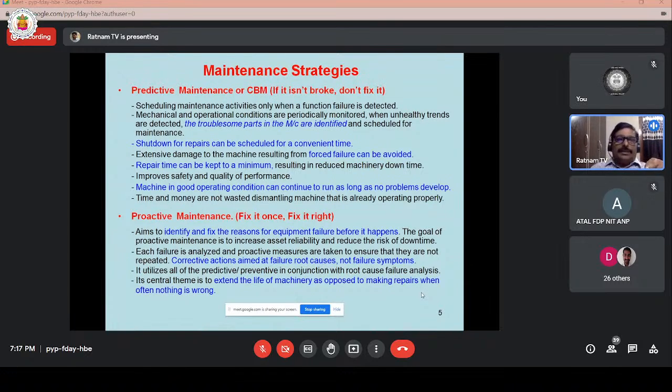This strategy utilizes predictive and preventive maintenance in conjunction with root cause failure analysis. So the central theme of proactive maintenance is to extend the life of the machinery.